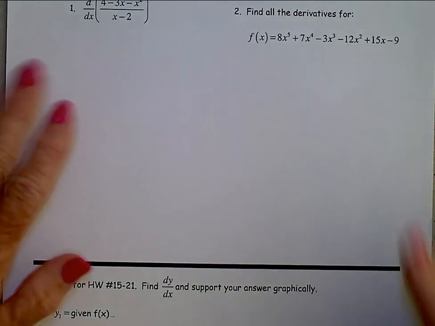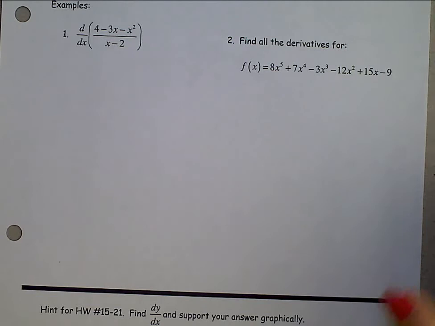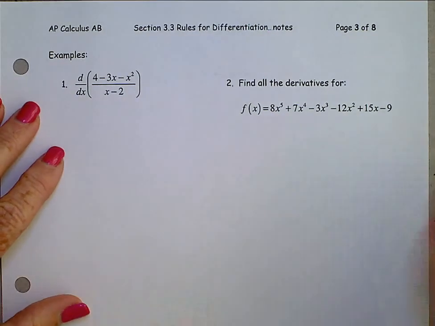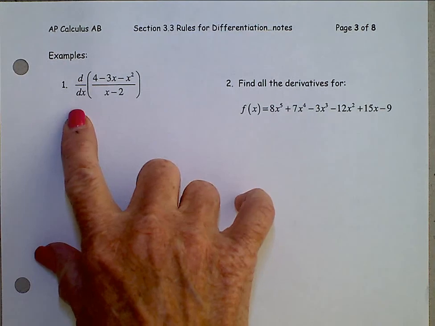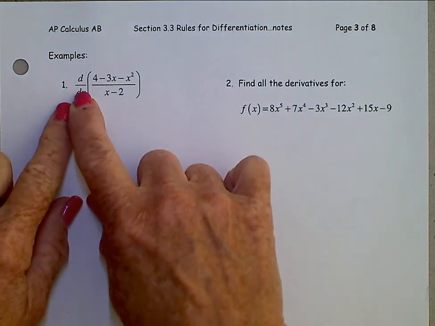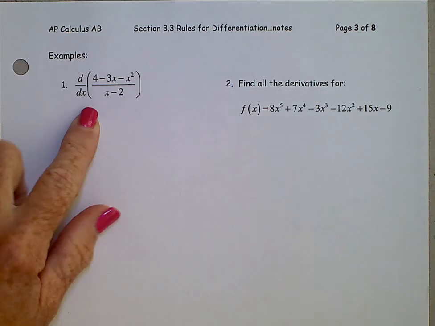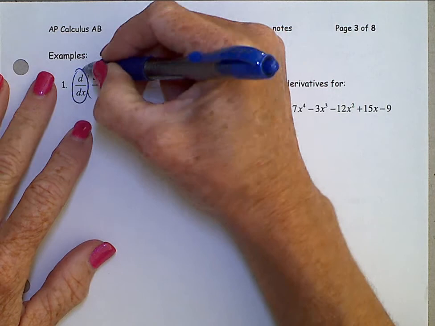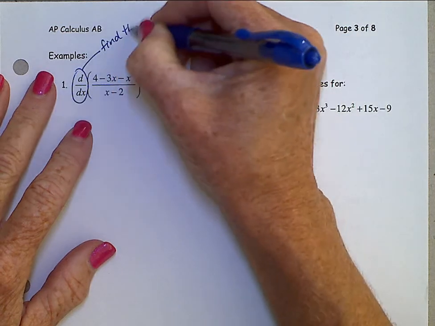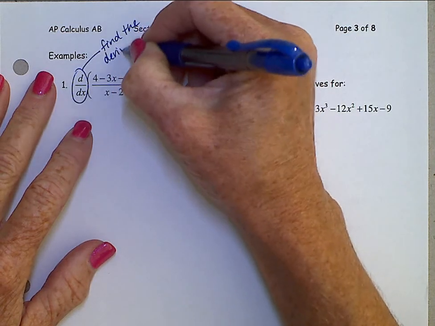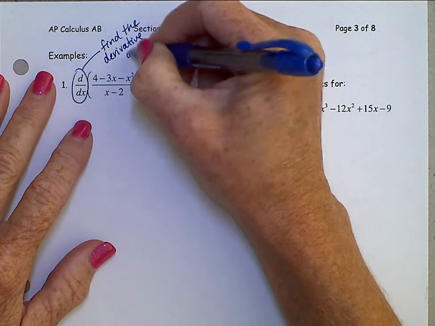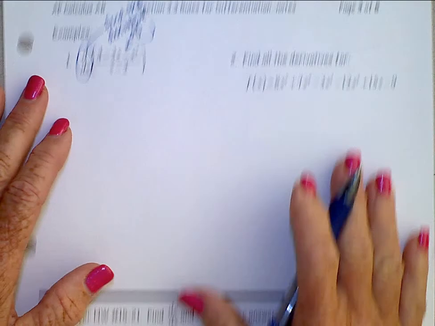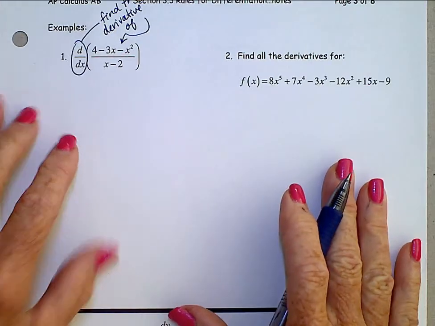This is AP Calculus 3.3, Rules of Differentiation, page 3. All right, we are starting right here, and remember this notation. It's saying find the derivative of this mess inside of here. That's what this means. This is telling you to find the derivative of that mess inside the parentheses, which is a quotient rule because we're dividing here.